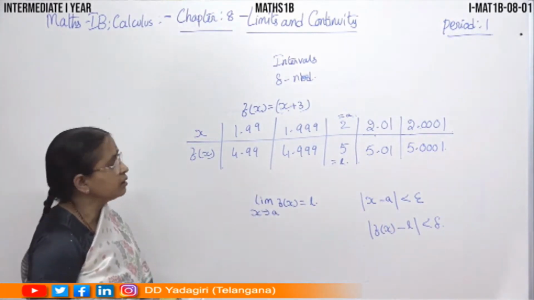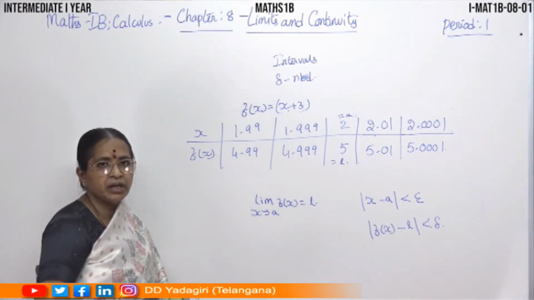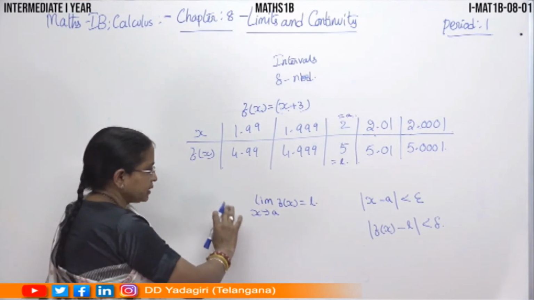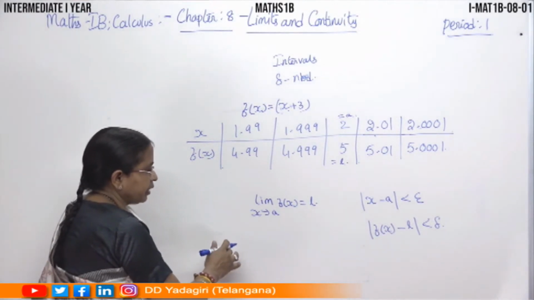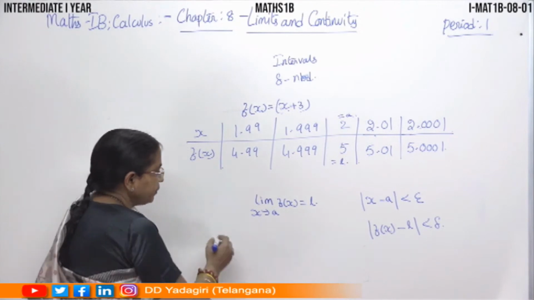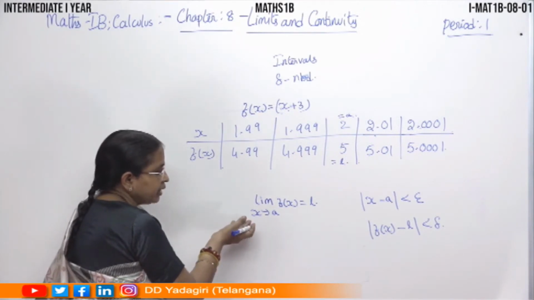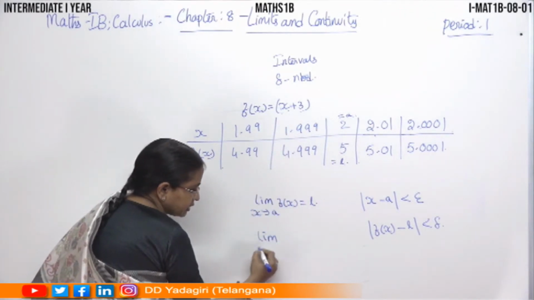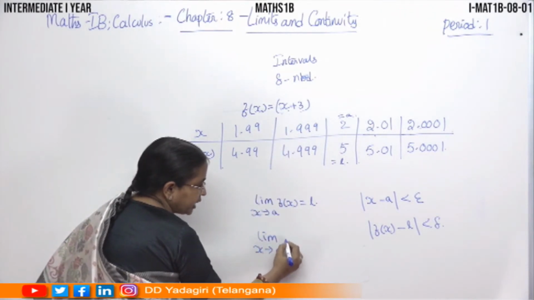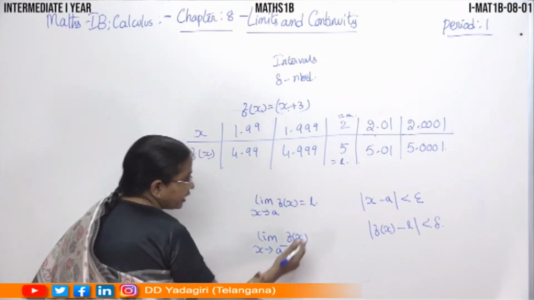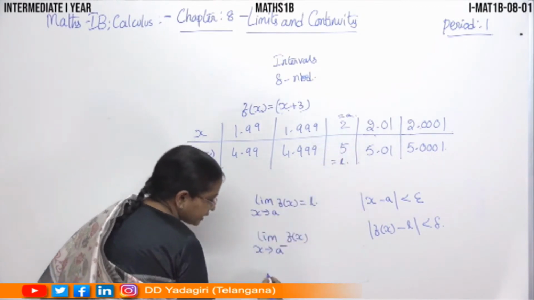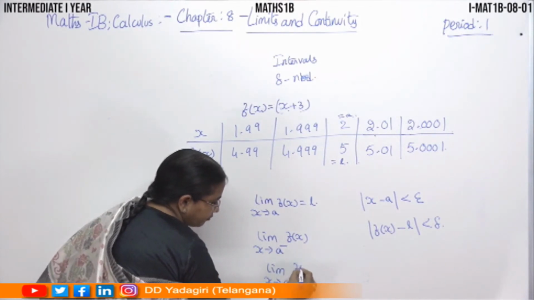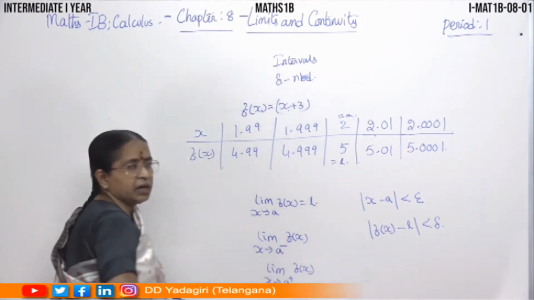We'll write all these things. Now time is getting over, so we just have the basic explanation. Next period I'll make you write all these points. Now when x approaches a from the left side values, we write like this, limit x tending to a minus of f of x. And when x approaches a from the right side, we write limit x tending to a plus of f of x. So like this we write.